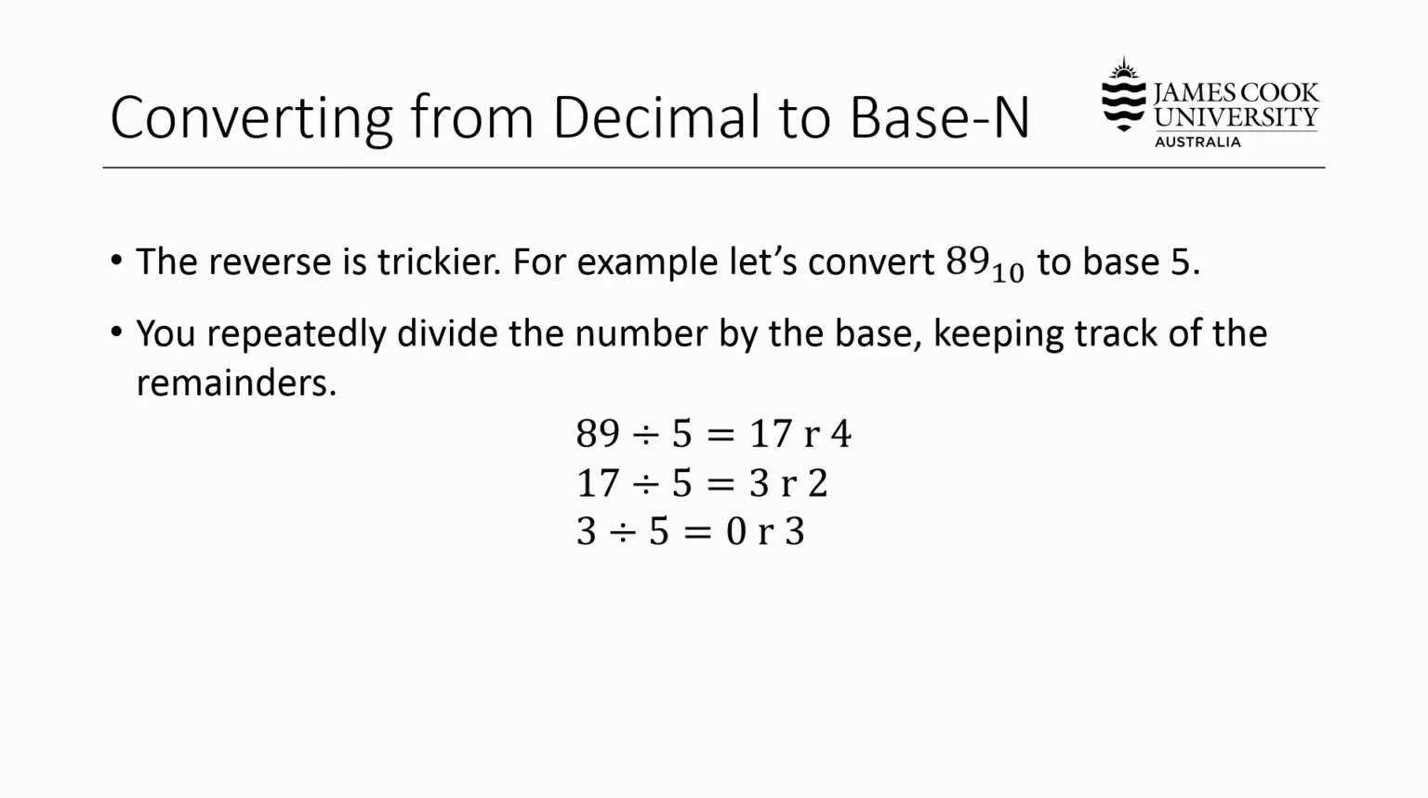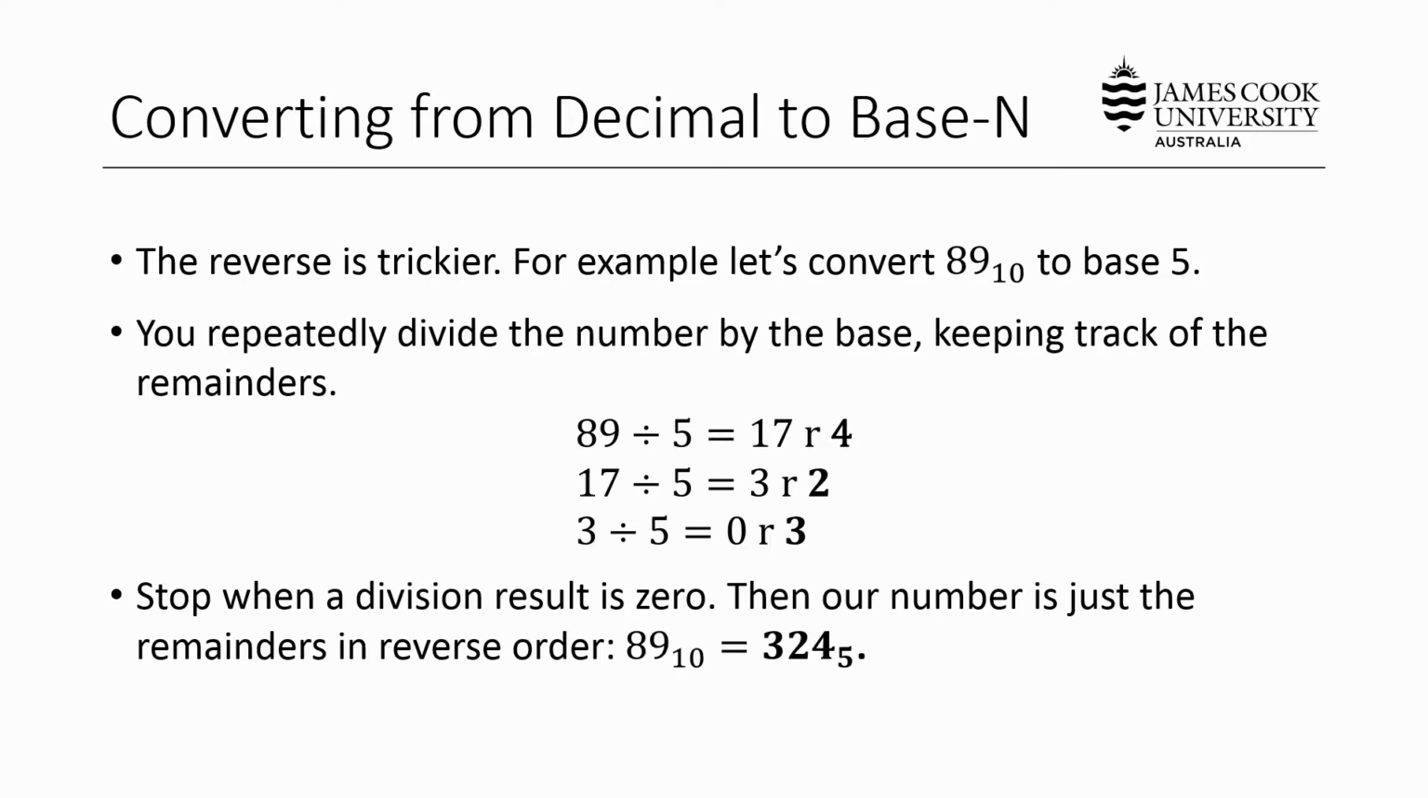We keep doing this process until it stops when we get a division result of 0, okay? That's telling us we've stopped, and now we need to grab our number out of the result. The trick is our number in base 5 is just the reverse of the remainders, okay? So we take the 3, the 2, the 4, put them together, and that's our value in base 5. There's mathematics behind that, but for now, just be familiar with the process. We can go through the maths in our labs.